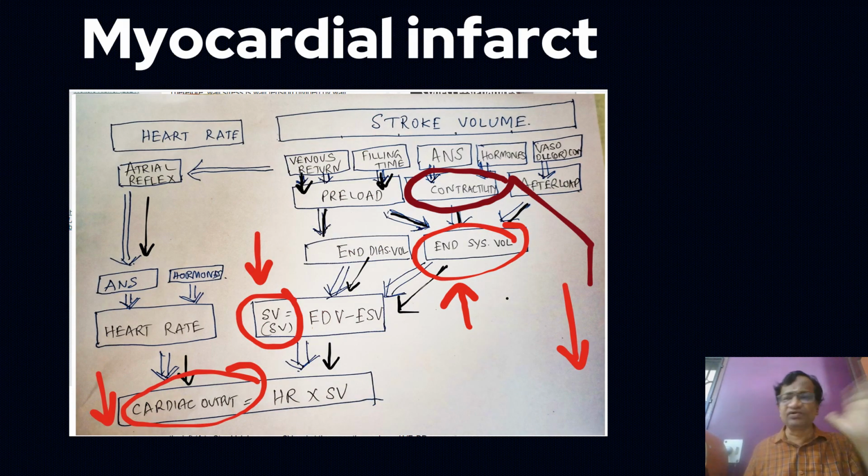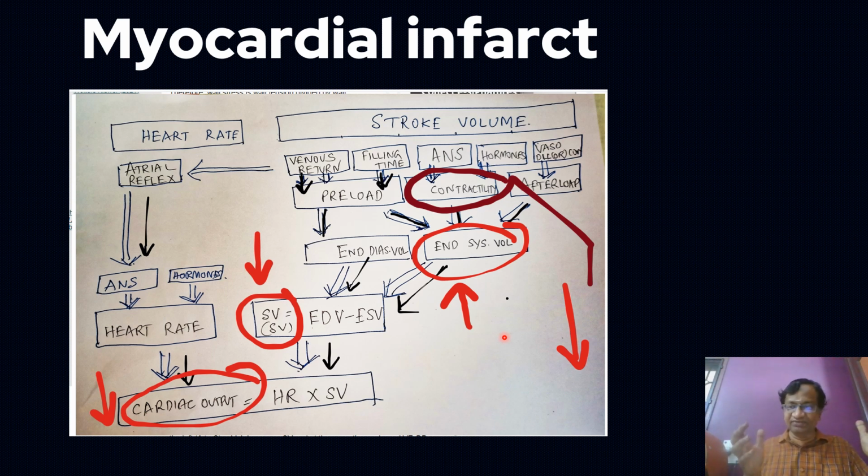Now, if you have a myocardial infarction, cardiac output decreases, but the decrease is due to a contractility decrease, not due to ANS. Muscle is gone, contractility is not there. So if the contractility is not there, it cannot pump out. The end systolic volume is high. End systolic volume, so 140 ml is there. It has to pump out 70-80 ml. So it is not doing that.